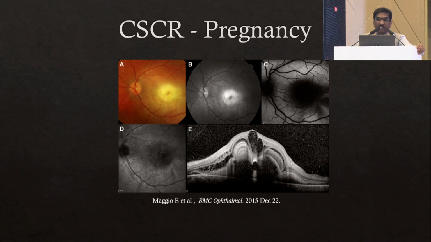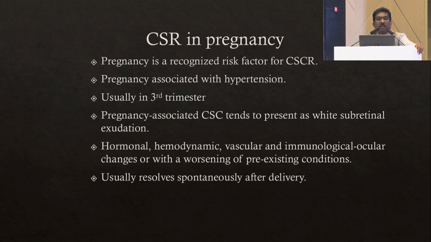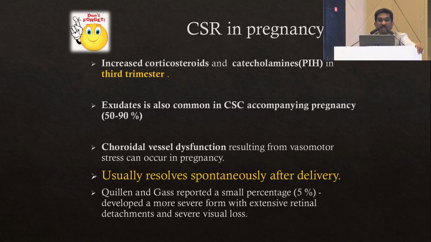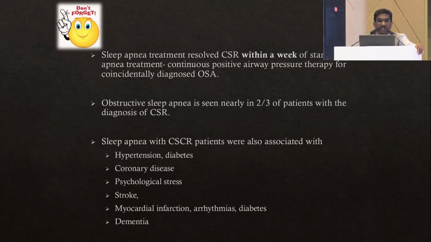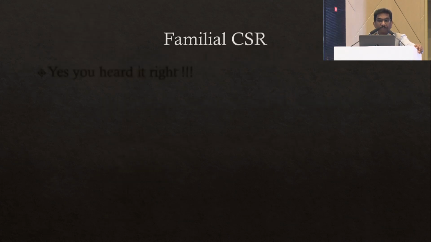Let us come to some unusual situations in CSCR. One is in pregnancy. This is usually seen in the third trimester and usually resolves spontaneously after delivery. And most commonly you see the exudative type of CSCR in pregnancy. Another condition is sleep apnea syndrome that one may have to consider in these patients, and it is said that it can be seen in about two-thirds of CSR patients.